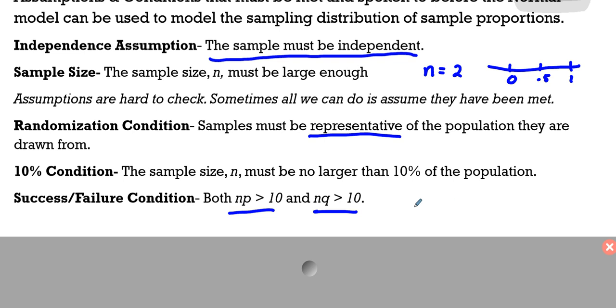I've found an acronym for this, IRS 10%. Independent, random, success failure, and 10%. The sample size, to be honest, doesn't have to be that big of a sample to be usable. 10 is a big enough sample. This one doesn't really come into play. I felt like I needed to mention it because it was in the book, but really, if we can check IRS 10%, independent, random, success failure, and 10%, we're in good shape.